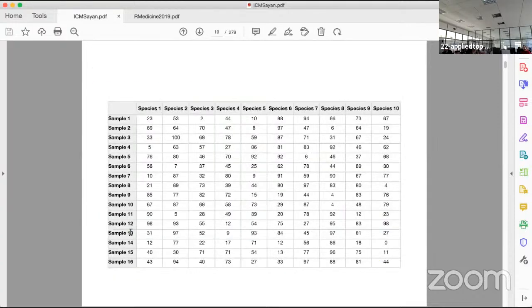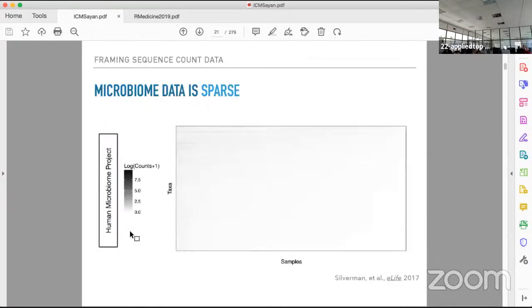And this is kind of just moving into a small piece of data. This is what it looks like. It's very sparse, right? If you look at it, it's very sparse. What you have is samples by taxa, and we're looking at log of counts plus one.